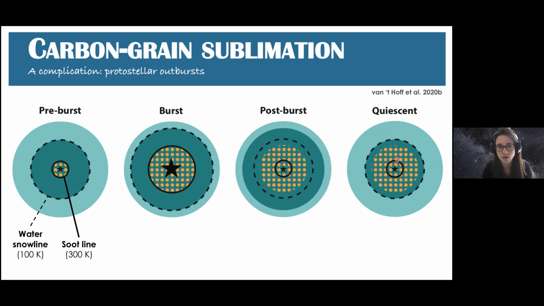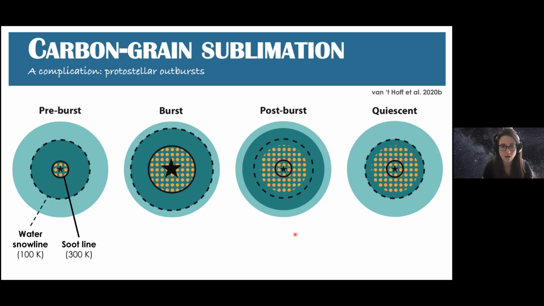So in the example that I'm showing here, the soot line shifted outward just inside of the quiescent water snow line location, and there will now be a very small spatial difference between oxygen and nitrogen-bearing molecules. And if the burst would have been even stronger, the soot line might have surpassed the water snow line, and there would have been no difference anymore at all because everything outside the water snow line would be frozen out, whether it's oxygen or nitrogen bearing.